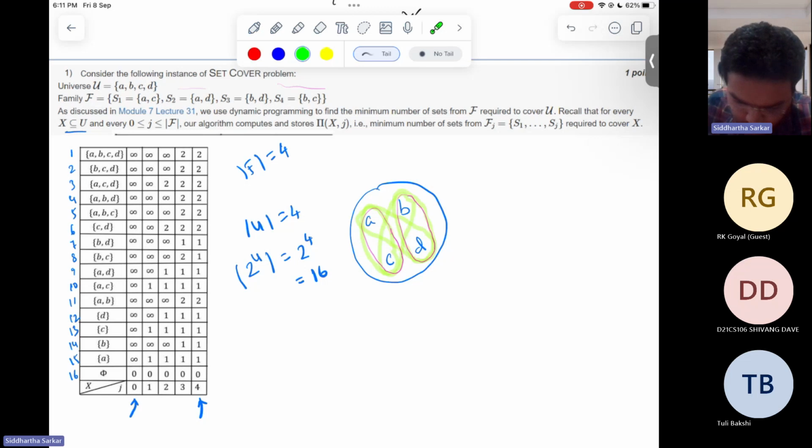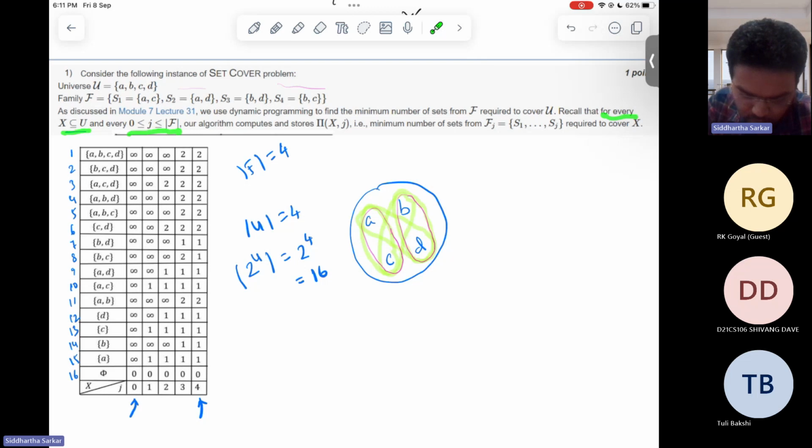So let's read the question. For every subset of the universe and every index lying from 0 to mod F, our algorithm computes and stores a corresponding value in the table. The table is denoted by pi. That entry x comma j in the DP table corresponds to the minimum number of sets from Fj, where Fj is the first j subfamilies in F, so S1 till Sj, that are required to cover X.